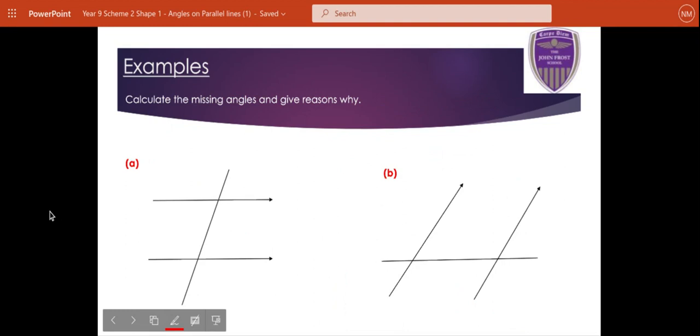Okay, so for this next set of examples now, they're going to take a little bit longer. So press pause, copy these down, and then press play when you're ready to go through. Okay, so welcome back then.